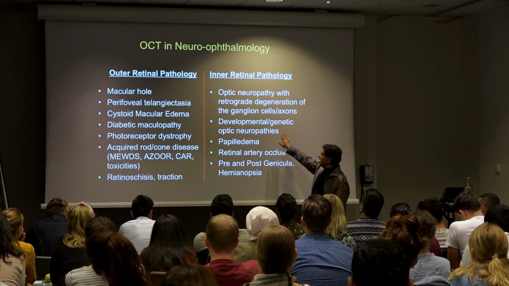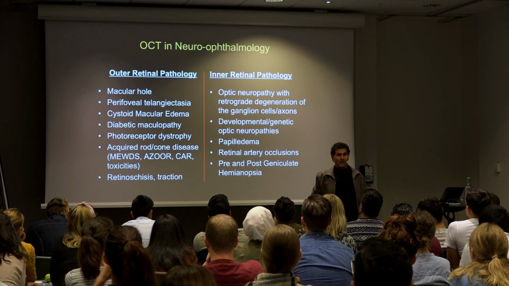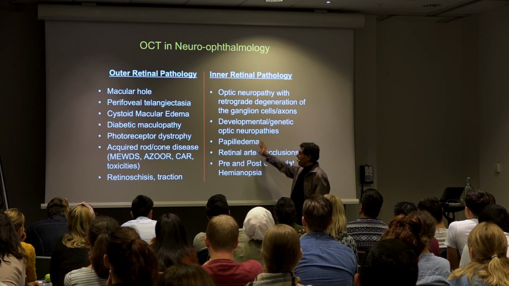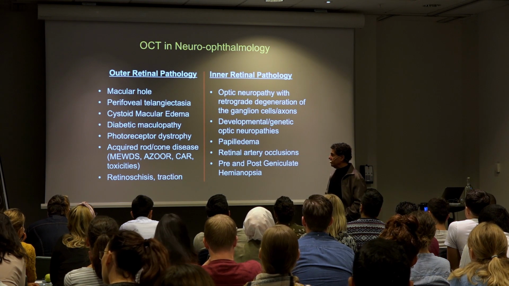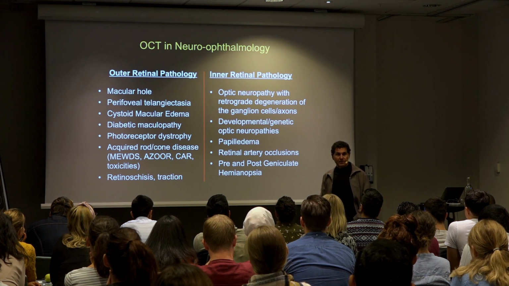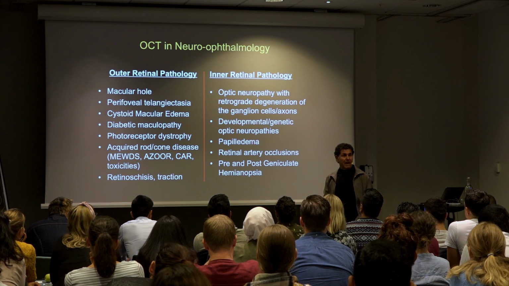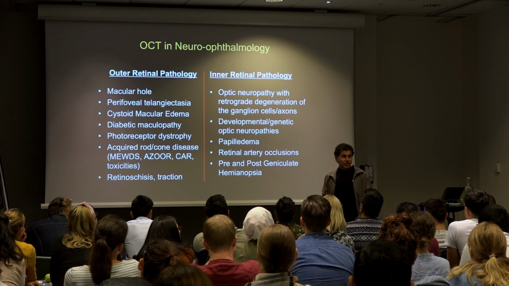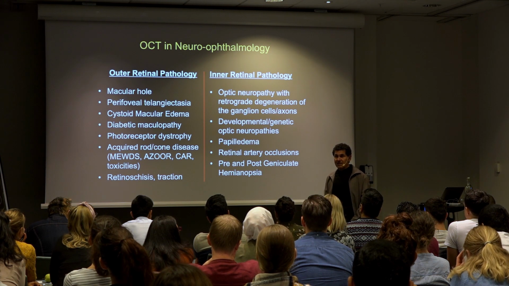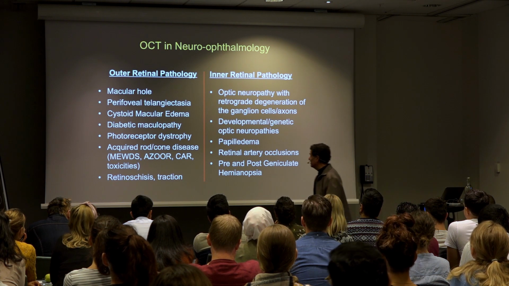We've got developmental and genetic optic neuropathies like Leber's, autosomal dominant optic atrophy. We've got cases of papilledema. How are we going to use OCT? You might say, well, I can tell if there's papilledema on the fundus exam, but there are other clues that might help you differentiate pseudopapilledema from papilledema. How do you use it to follow somebody? How do you tell whether the edema is going down because they're getting better or because they're losing axons? And these are important questions.